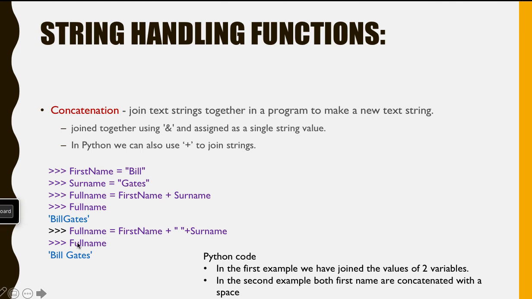Notice also we can join a space. In this case, I would join first name, which is Bill, plus a space, plus the surname, which gave us, again, when we printed the full name, Bill Gates with the space, like so. All right, so I think that is what we'll cover for this point. I will stop here. We'll go through the next lesson after.